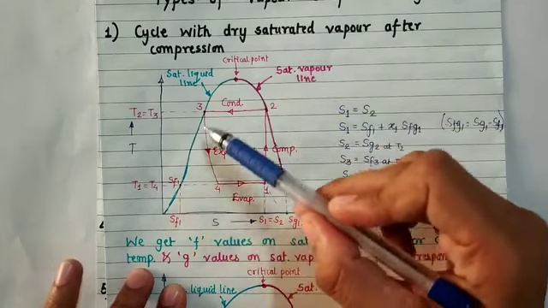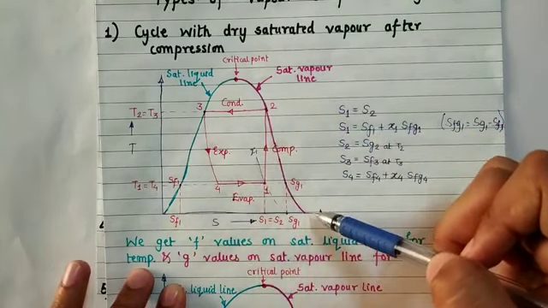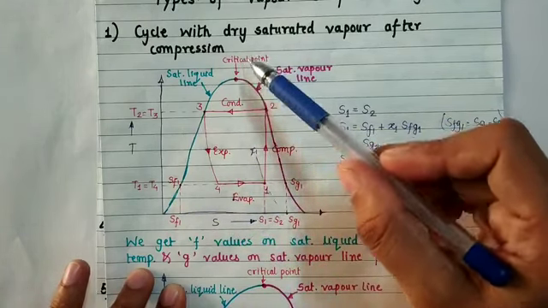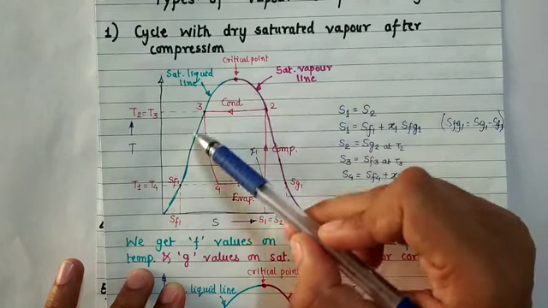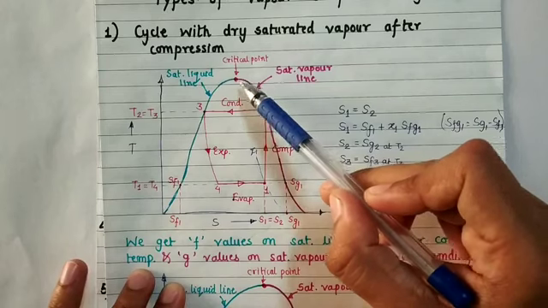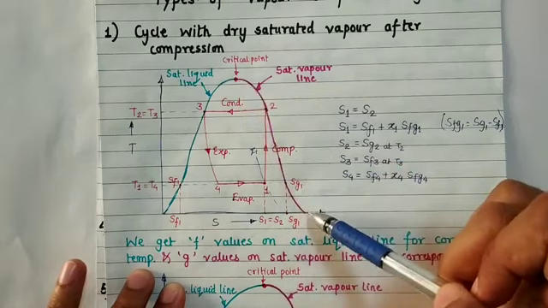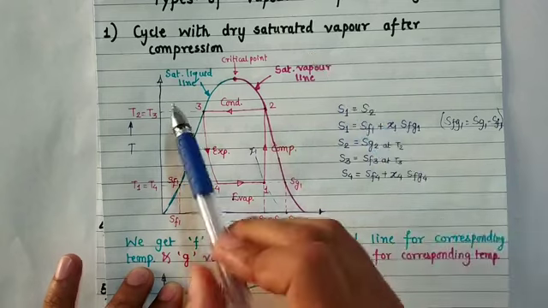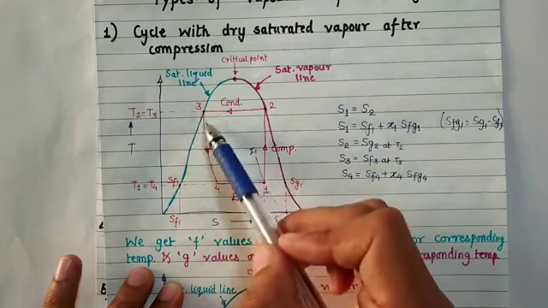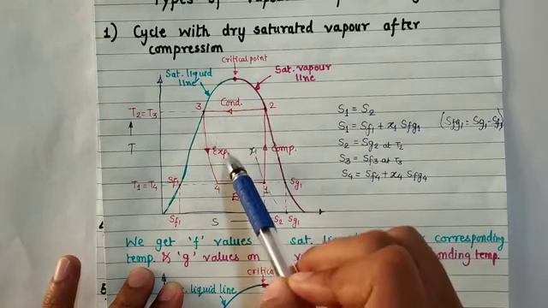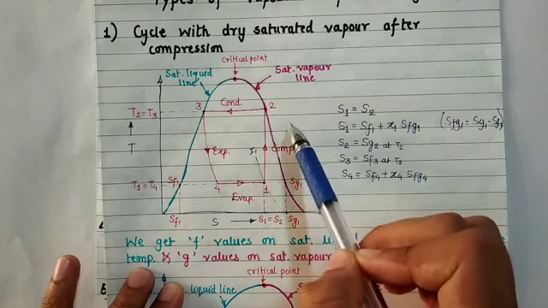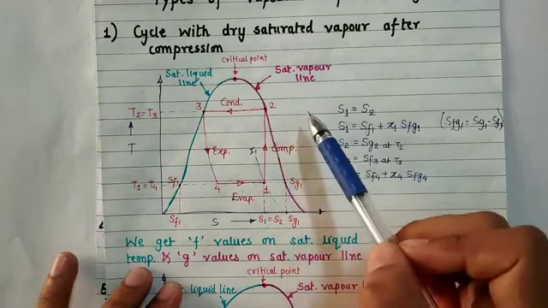Now the dome shaped region which needs to be drawn for TS diagram is having this shape. This point is known as critical point, and the curve before the critical point is called as saturated liquid line, whereas the curve after the critical point is called as saturated vapor line. This region before the saturated liquid line is called as liquid region. The region inside the dome shaped area is called as liquid vapor region, and the region outside the saturated vapor line is basically vapor region.